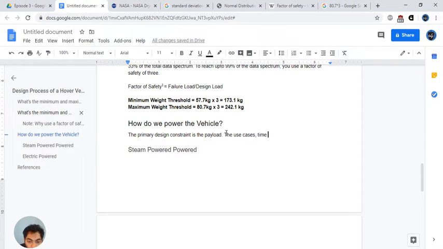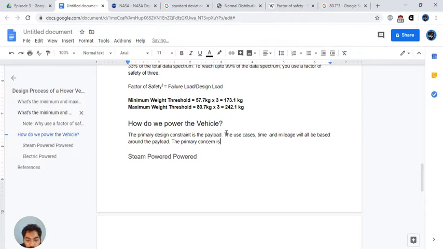The use cases, time, and mileage will all be based around the payload. The primary concern is that the vehicle is able to carry the payload as demanded by the designer.